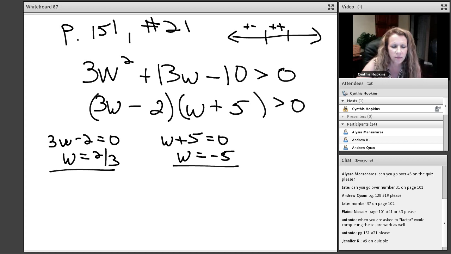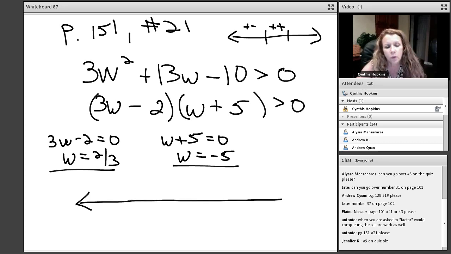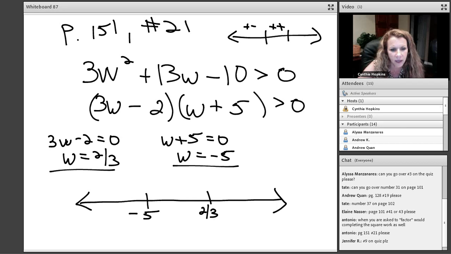I don't know that anybody's thinking this. Nobody's ever asked it, but you might be thinking to yourself, why are you setting it equal to 0 when there is no equal sign on the inequality? You always do that to get your critical values, because I need to make my number line with the critical values that are going to separate my number line into 3 parts. So I put negative 5 to the left, positive 2/3 to the right, and now I'm ready to do my signs.